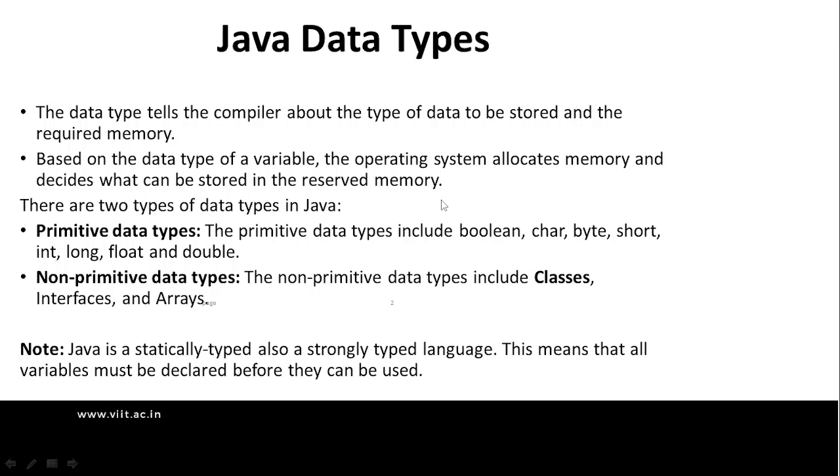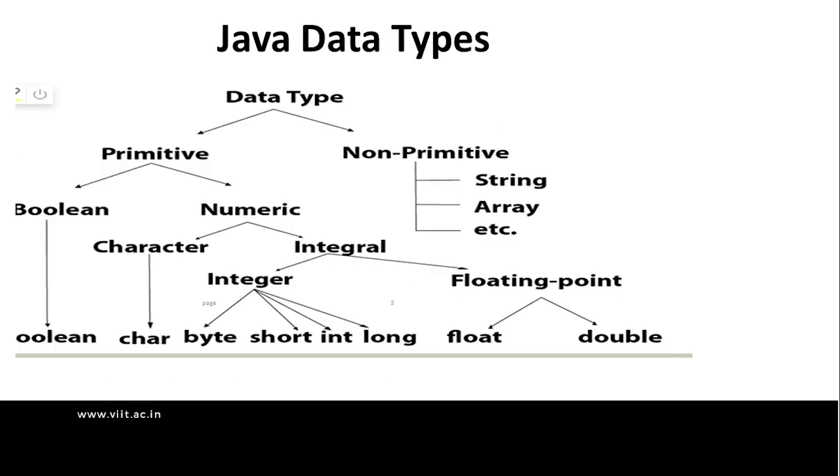Here, Java is a statically typed, also a strongly typed language, and this means that all variables must be declared before they can be used. This is how data types are organized. Primitives are on one side, non-primitives on another side.